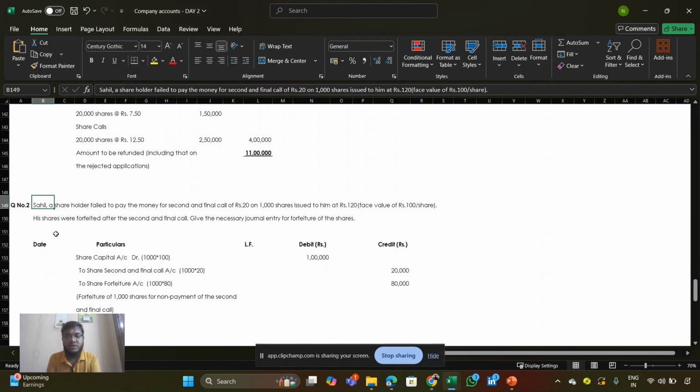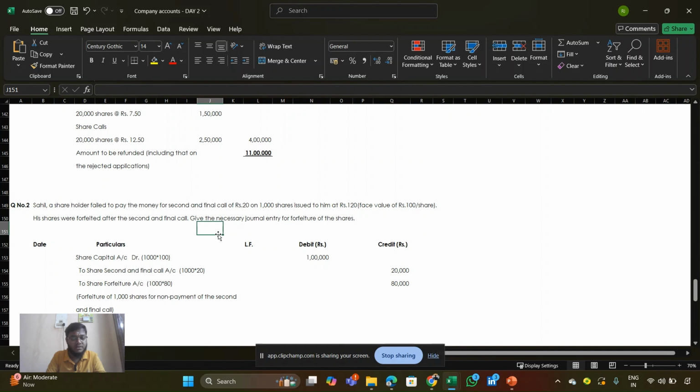How many shares have been issued? 1000 shares have been issued. So journal entry: share capital account debited, 1000 shares into face value 100, so 1 lakh, to share second and final call, to share forfeiture. How much did you fail to pay? 20. So 1000 into 20 goes to share second and final call. Forfeiture means cancelling what you have paid. 80 has been paid, so 1000 into 80, 80,000 will be cancelled, forfeiture of 1000 shares.